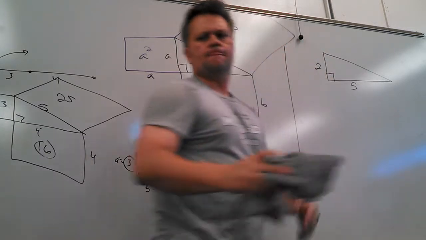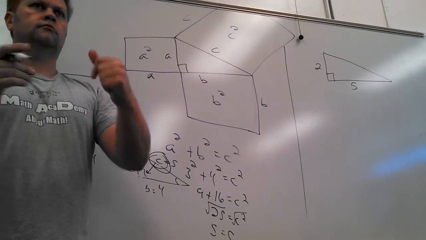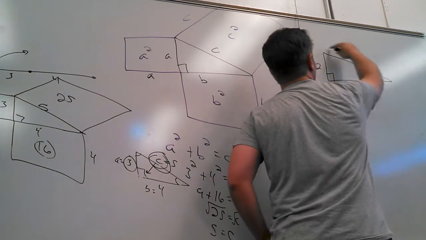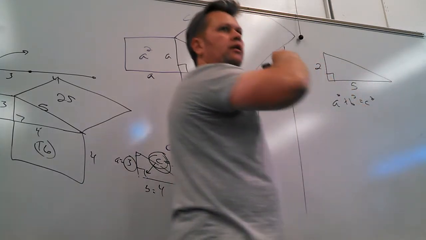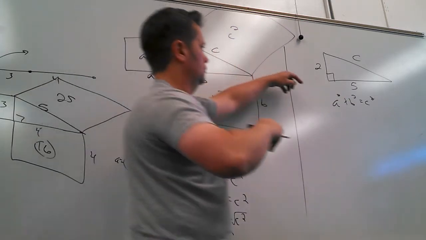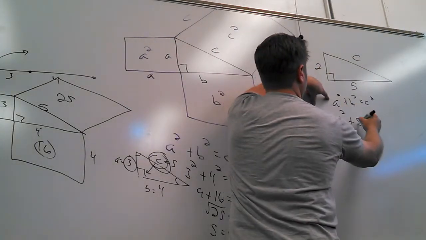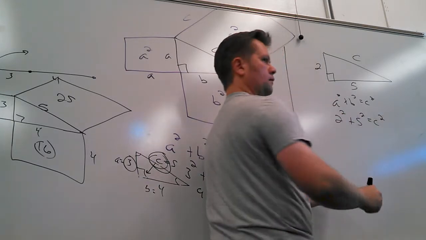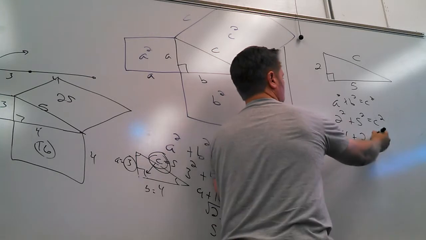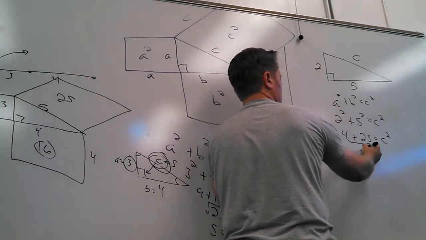So using the rule, 2 squared plus 5 squared. I know that a squared plus b squared equals c squared. And the side that I don't know, I know that's got what letter? C. So fill it in. Like you said, 2 squared plus 5 squared equals c squared. 4 plus 25 equals 29. c squared equals 29.